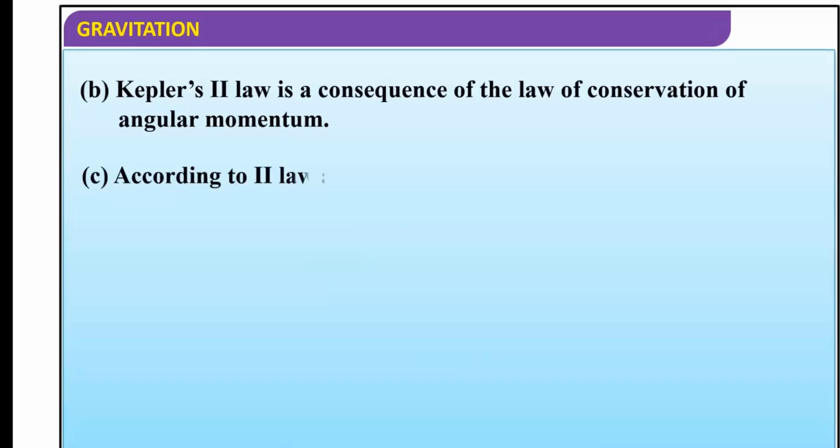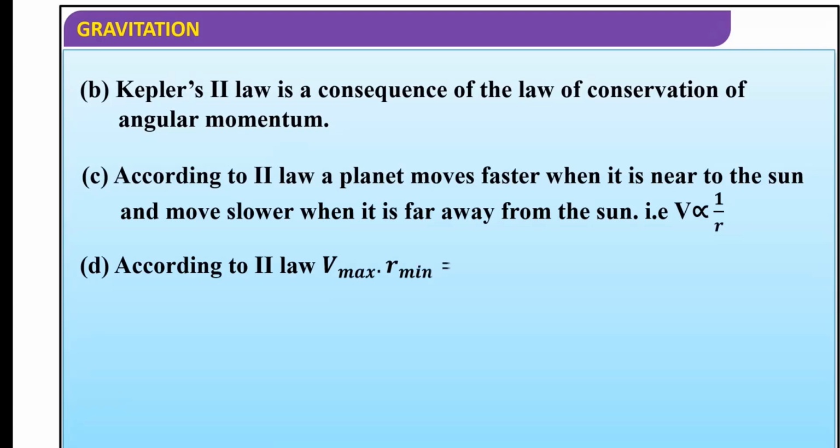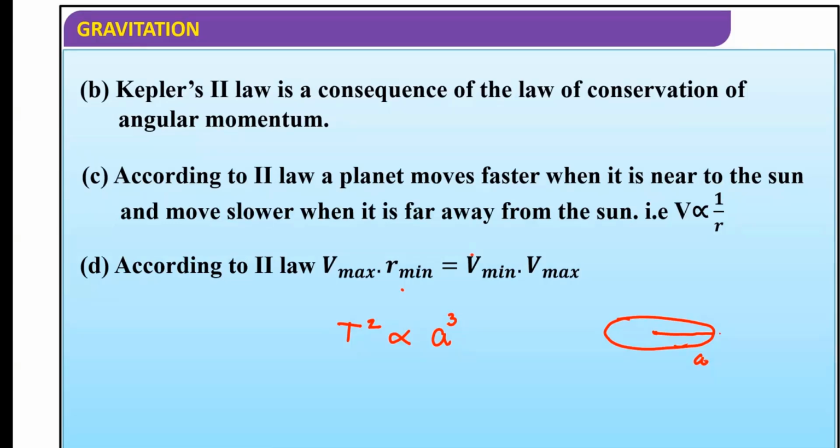Now Kepler's third law of planetary motion. What we have studied is that the square of the time period of any planet is directly proportional to the cube of the semi-major axis. In an elliptical path, we know this is the semi-major axis A and the time period of a planet is T. So the square of the time period is directly proportional to the cube of the semi-major axis. This is the third law of planetary motion.